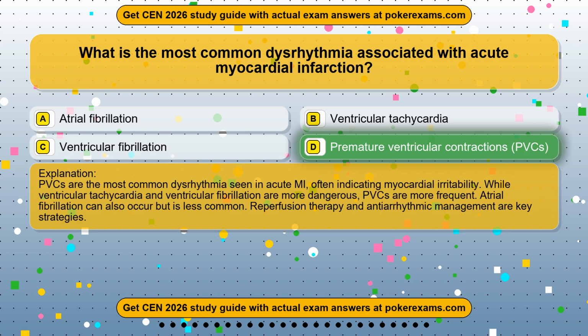PVCs are the most common dysrhythmia seen in acute MI, often indicating myocardial irritability. While ventricular tachycardia and ventricular fibrillation are more dangerous, PVCs are more frequent. Atrial fibrillation can also occur but is less common. Reperfusion therapy and antiarrhythmic management are key strategies.